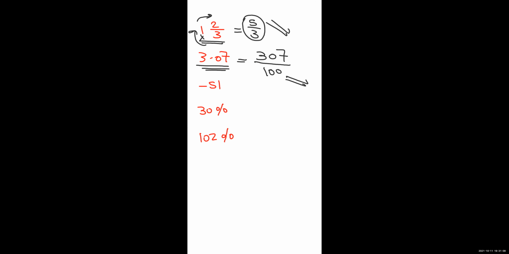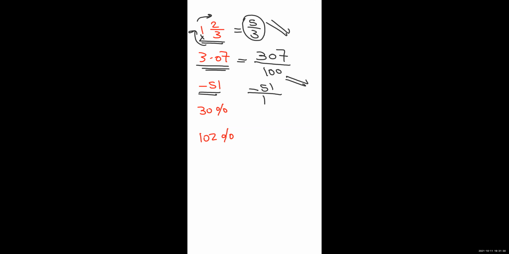The next one is negative 51. What do you think about this one? It is a rational number, because negative 51 is negative 51 over 1. Yes. Okay, great.